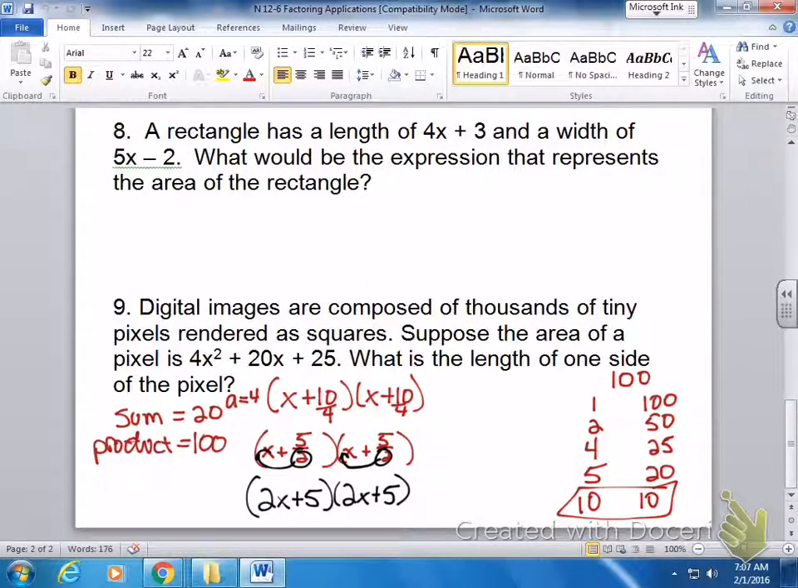Now remember, any of these answers where we factored, you can use like we did in number 8, where we distributed our two factors and got the product. You can do that here. You can multiply 2x plus 5 times 2x plus 5, and you should get 4x squared plus 20x plus 25. If you don't, that means you're not right. So you can remember, you can check your answers. Hope this helps, and good luck.